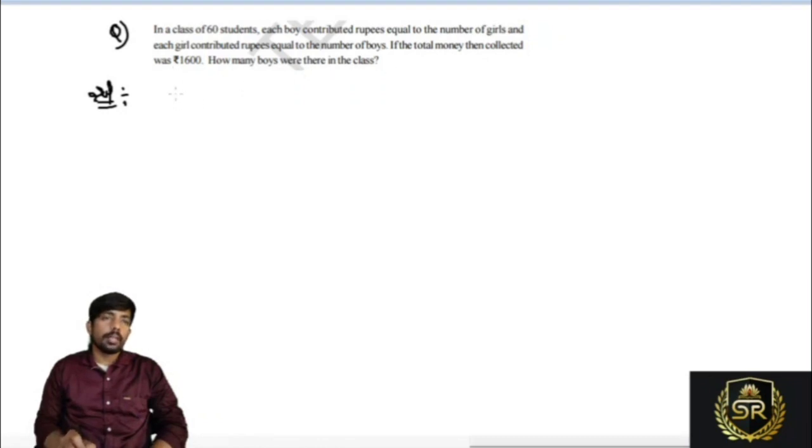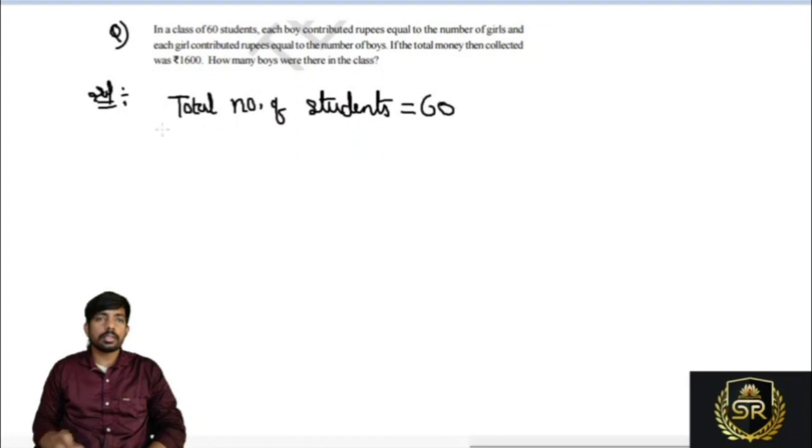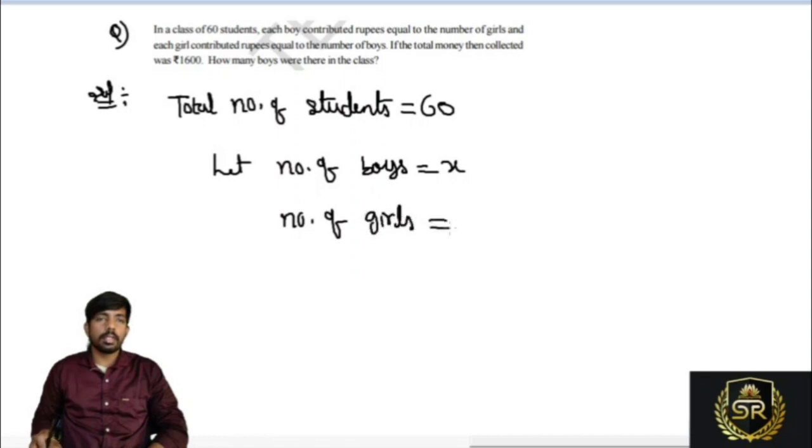So here, the total number of students is equal to 60. Now we don't know the boys and girls. Let the number of boys be x. Then the number of girls, according to the total, will be 60 minus x.